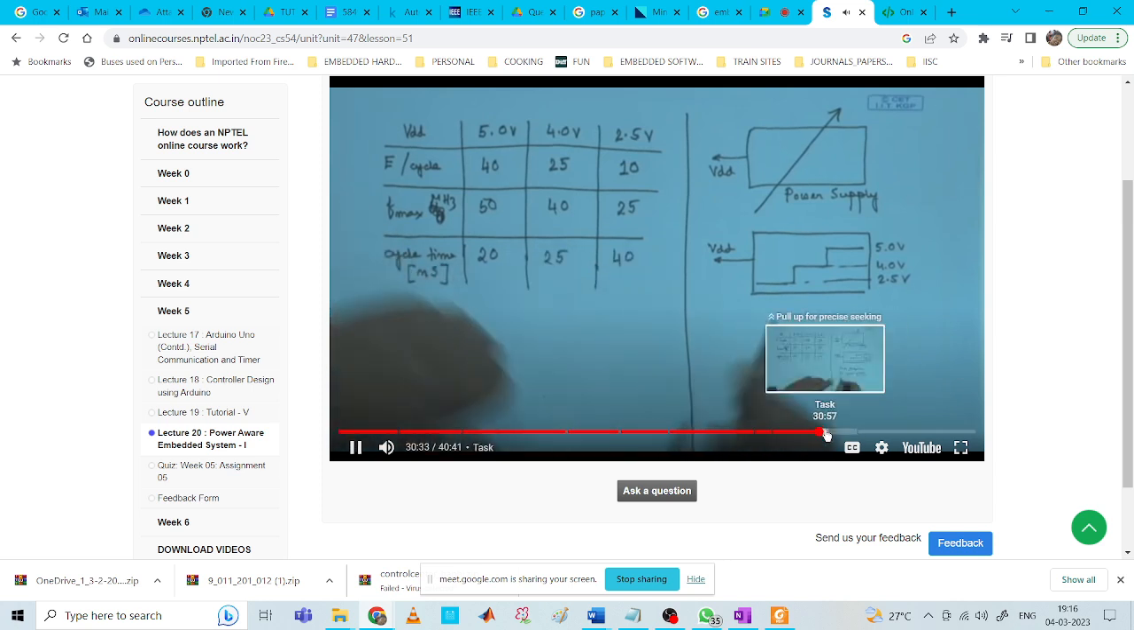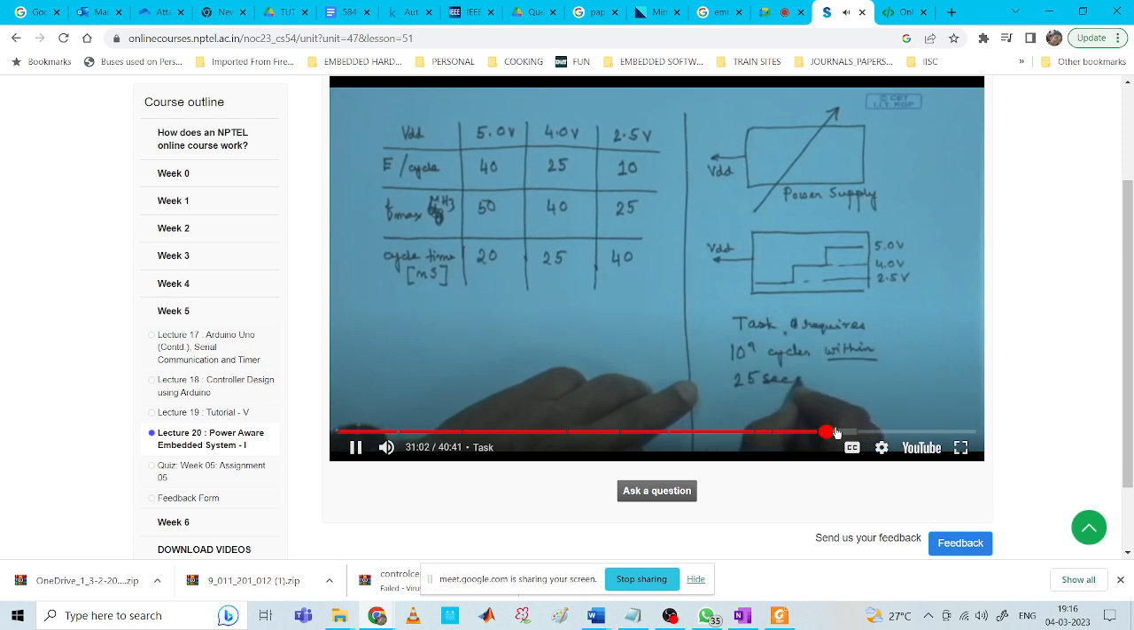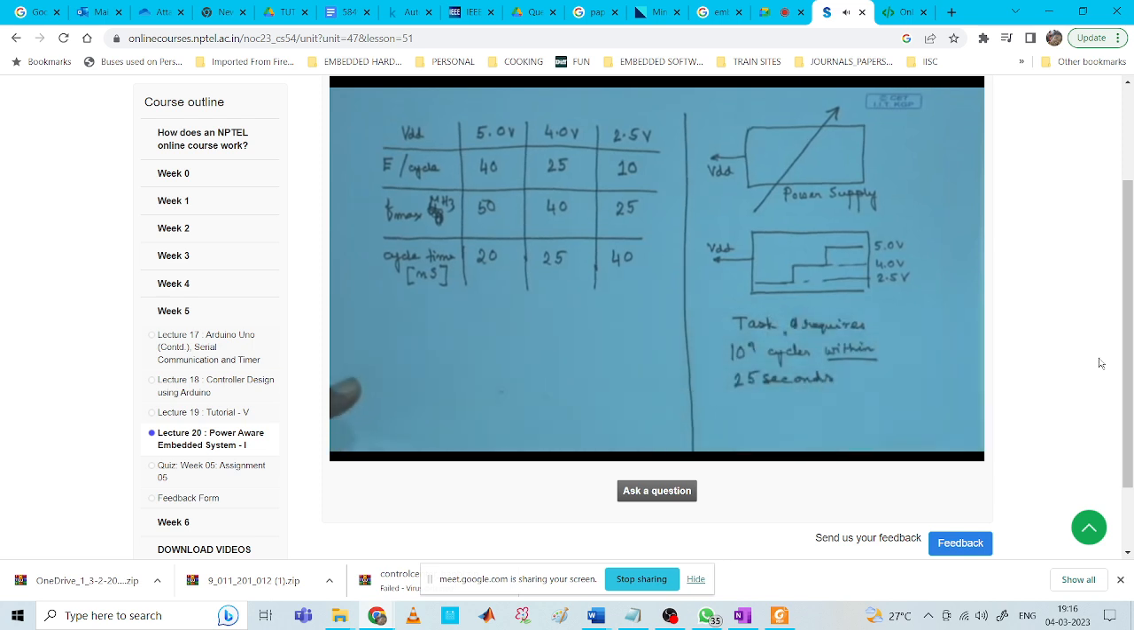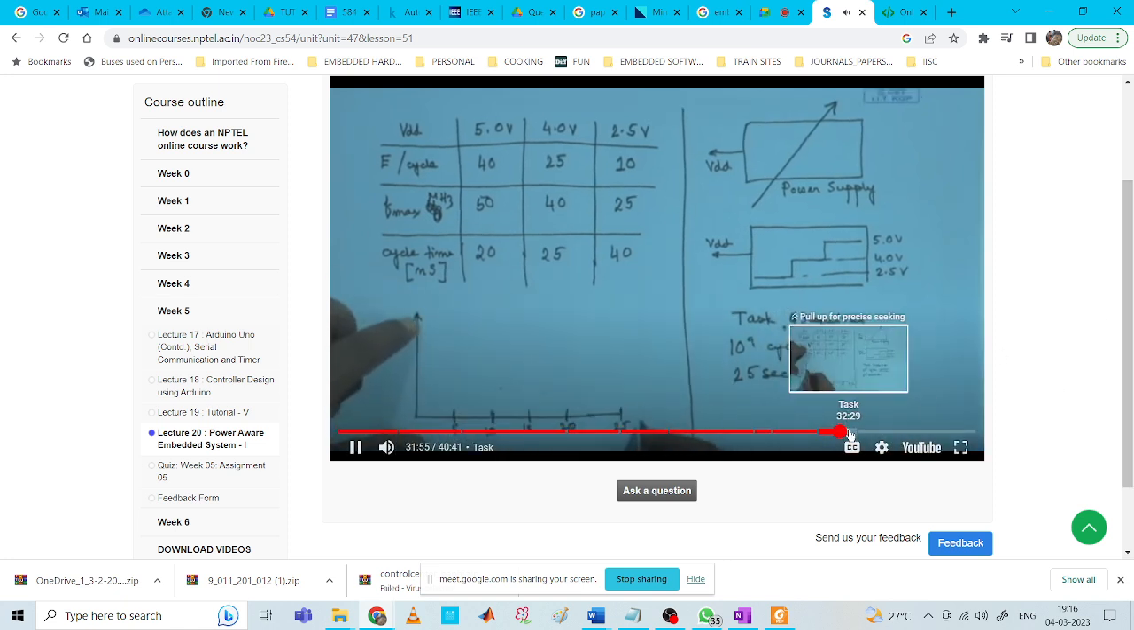Now, I am given a task. A task has a deadline of 25 seconds. So I am given a scenario where different, this is time in seconds. This is time in seconds, right? Now, if I have to run 10 to the power 9 cycles.